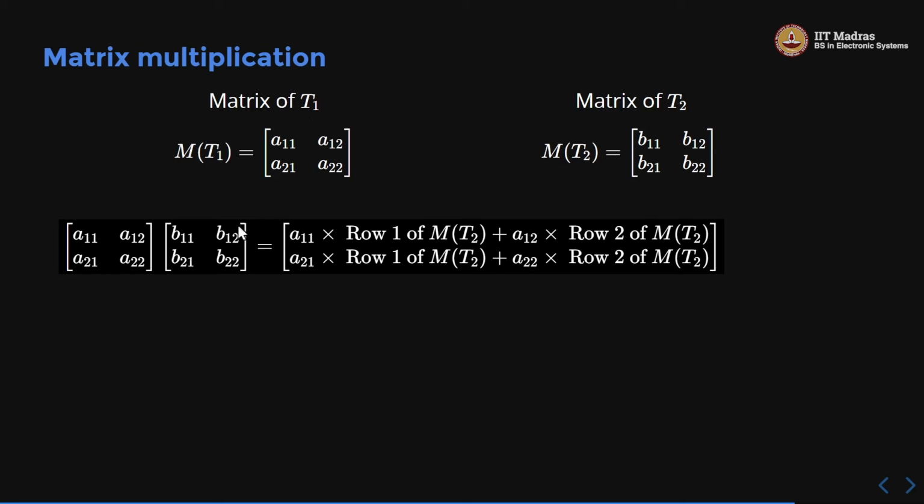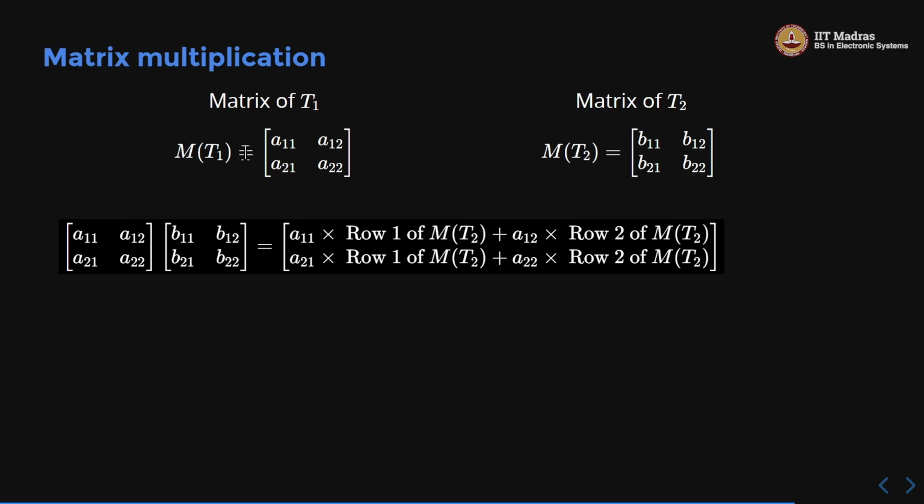When I have A11, A12 multiplying this B11, B12 type matrix, what I get here is A11 multiplying the first row of m of T2. You take A11, multiply the first row, and then A12 and multiply the second row and then add. That's the way you make the first row of the product. The first row of the product is a linear combination of the two rows of m of T2, the second matrix, the B matrix, and the coefficients of the linear combination are given by the first row. So you take each of the coordinates, multiply by each of the rows here and add them up. You get the first row of the product.